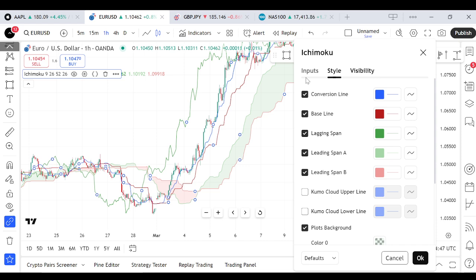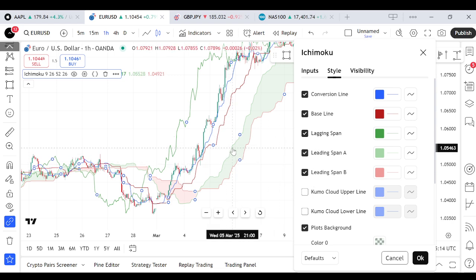Now, the most distinctive feature of this strategy is the cloud or Kumo. The cloud is made up of leading span A and leading span B. Span A is the average of the conversion and the baseline, while span B uses the highest high and lowest low over 52 periods. Together, span A and span B make up the cloud.